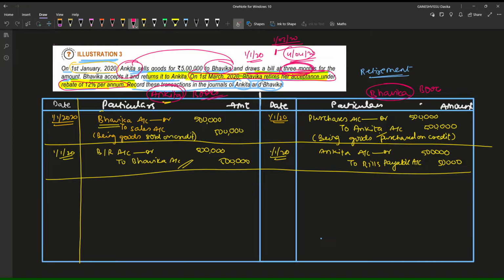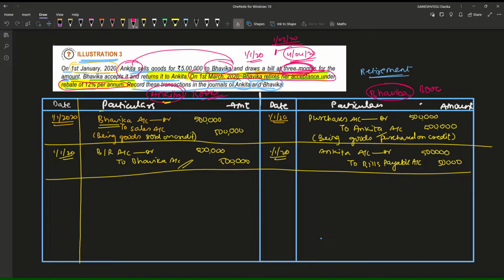Discount allowed is an expense for Ankita, and it is an income for Bhavika, right? Because Bhavika is receiving the discount, which she writes as discount received. Discount received is an income, discount allowed is an expense here.